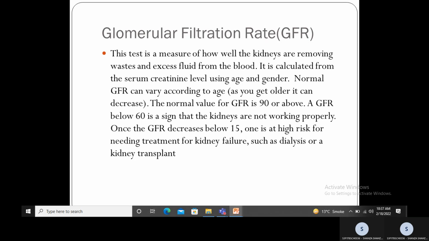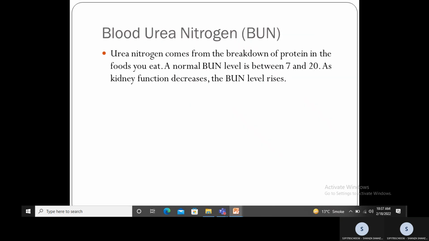Next is the glomerular filtration rate. This test measures how well the kidneys are removing waste and excess fluid from the blood. It is calculated from the serum creatinine level using age and gender. Normal GFR can vary according to age. As you get older, it can decrease. The normal value of GFR is 90 or above. A GFR below 60 is a sign that kidneys are not working properly. Once the GFR decreases below 15, one is at high risk of needing treatment for kidney failure such as dialysis and kidney transplant.